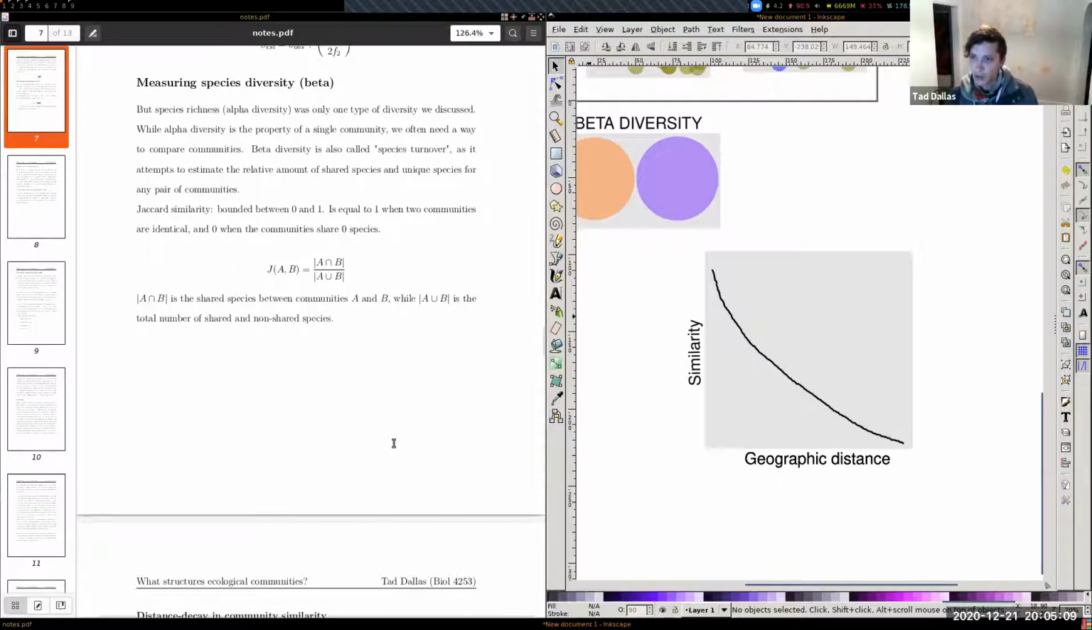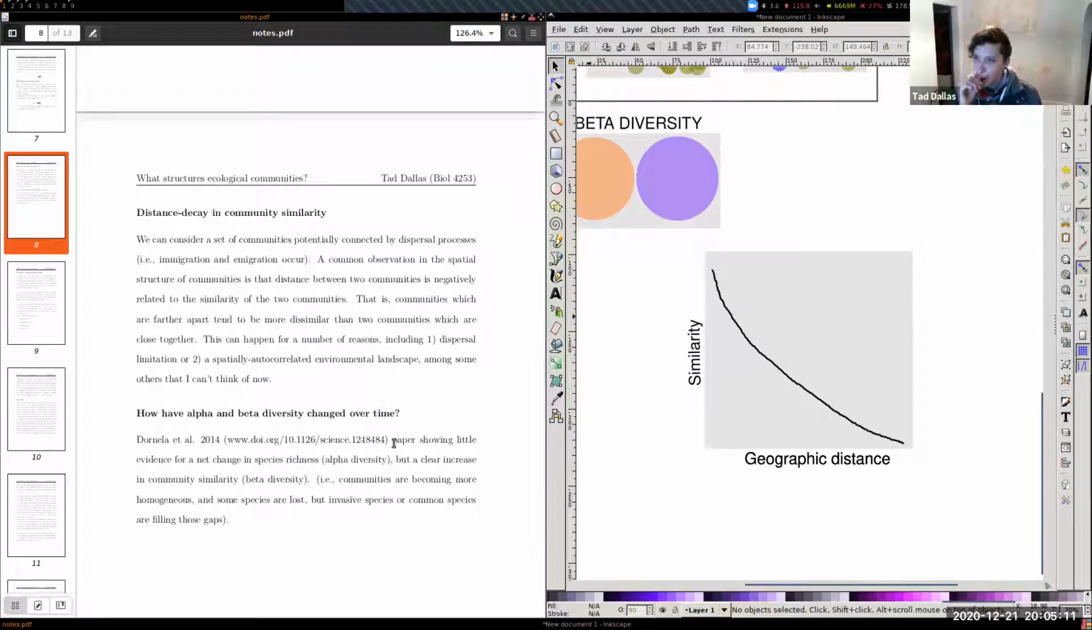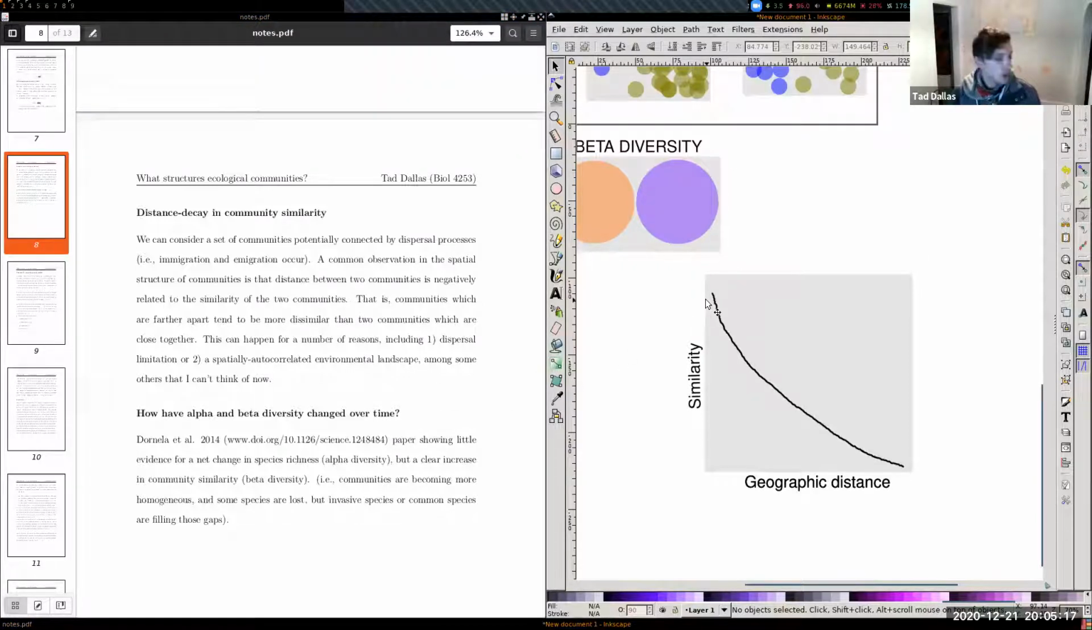And can I go over it? Yeah, I talked about the reasoning a little bit in here. Communities that are closer together should be more similar because they share species, because when we think about species niches and a spatially autocorrelated environmental landscape, nearby areas are more climatically similar, such that they should have more similar communities. And that's one of the potential reasons for the geographic distance decay relationship.